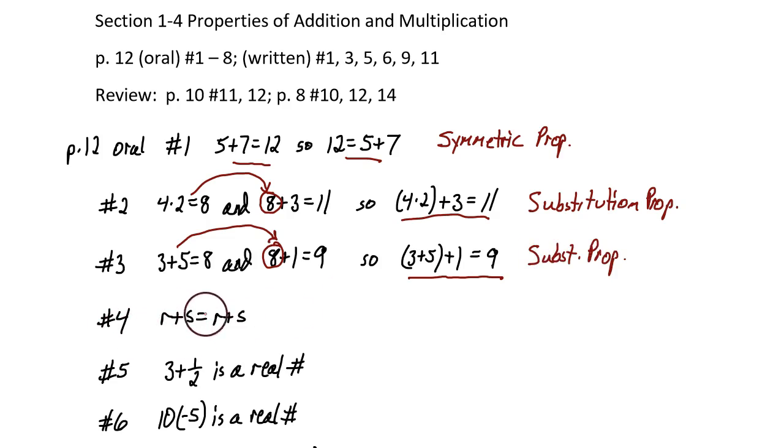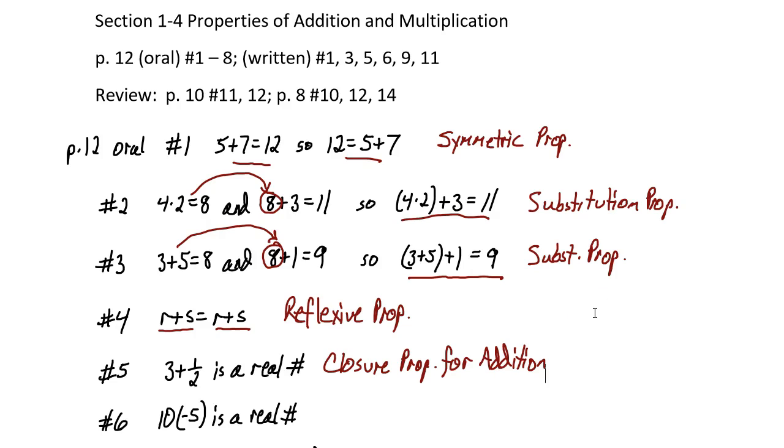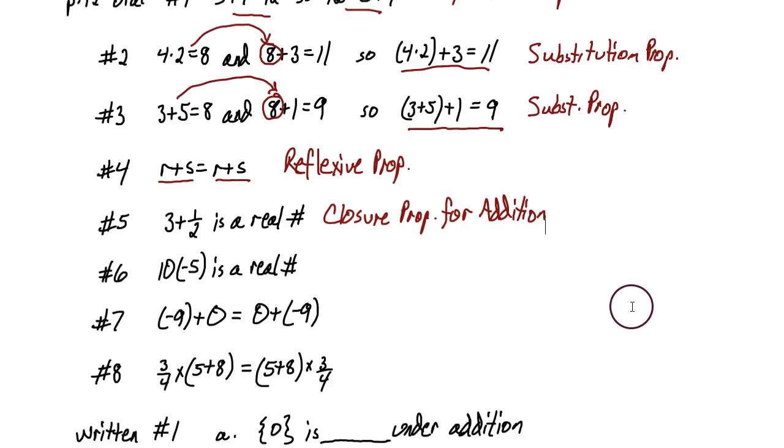Number 4, r plus s equals r plus s. Which algebra property says that any expression is equal to that same expression? That's the reflexive property. Number 5, the real number 3 plus the real number 1/2 is a real number. That's the closure property for addition. The closure property says if you add real numbers, you will get a real number.